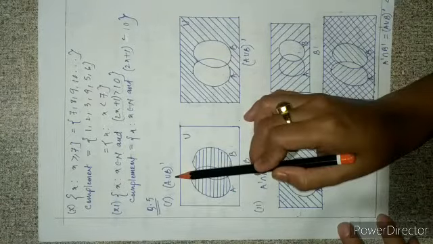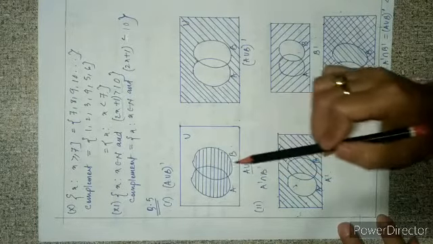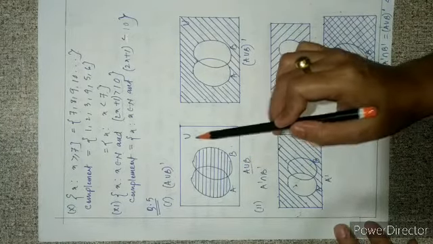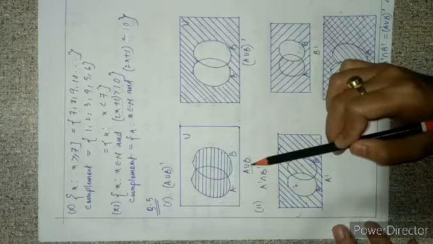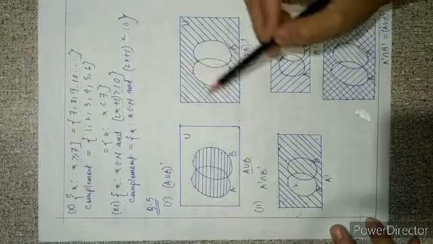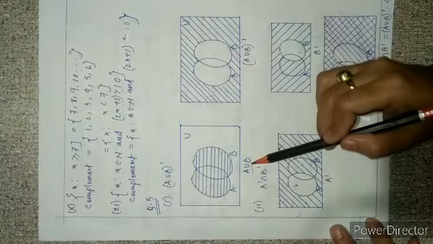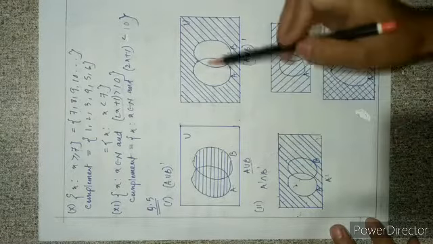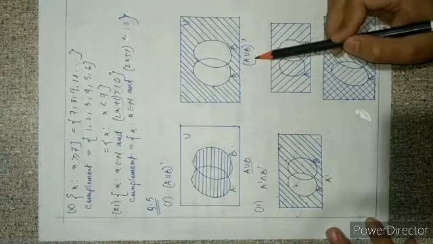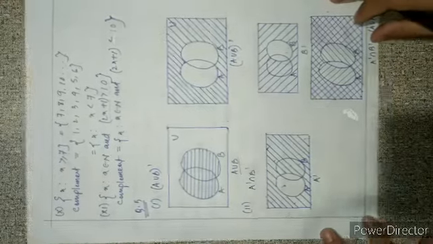Here we have to show A union B complement, which is the set of elements of U which are not in A union B. The shaded portions are outside of the region representing A union B. The shaded portion outside A union B represents A union B complement.